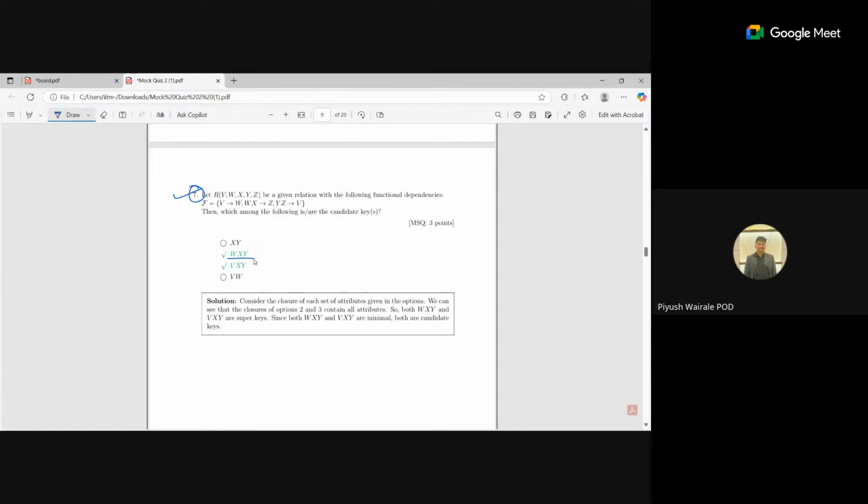Why are these two options correct? Why not A and B? How do we solve this particular question? Anyone? How to approach? Check the right-hand side. So W is present, Z is present, V is present. So XY must be a part of the key here. But if I take the closure of XY here, what are we going to get?